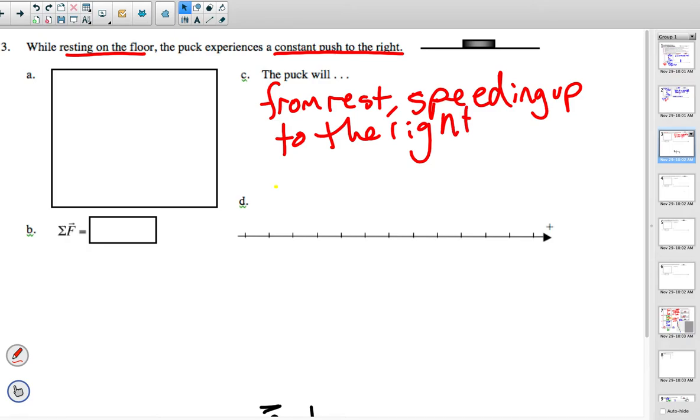So what forces were acting on it while it was speeding up, moving to the right? Well, was there still gravity pulling down on it? You betcha.